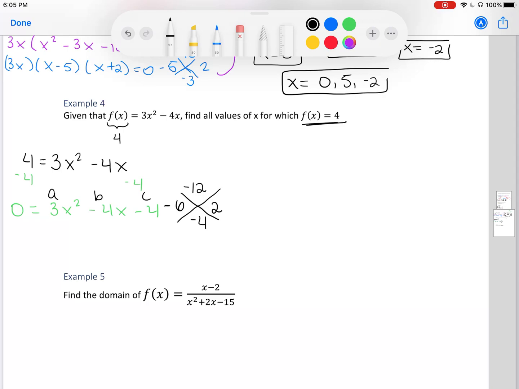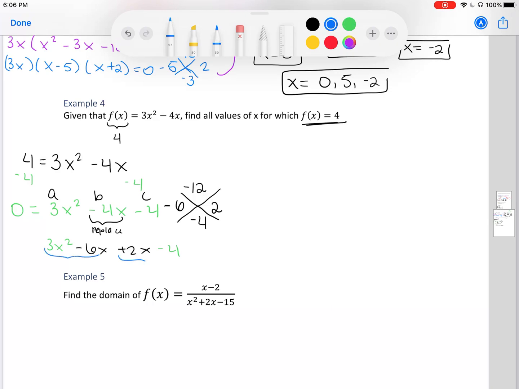If I make 6 a negative, then negative 6 times positive 2 is negative 12. And also, negative 6 plus 2 is negative 4. So that checks out. We want to replace our middle term so that we have 3x squared minus 6x plus 2x minus 4 is equal to 0.